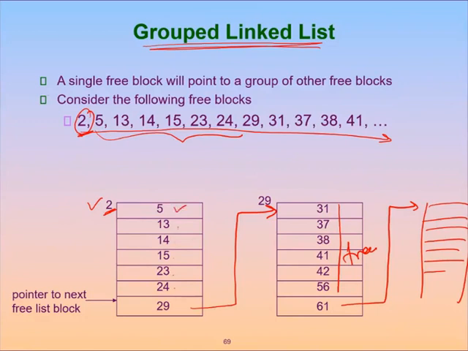So suppose blocks number 5, 13, 14, 15 are allocated to some file X, and 23 and 24 are allocated to some file Y. Now there is no information left. All these entries will be removed from this block because they are not free now. So at that point of time, you can actually use this block number 2 as well.